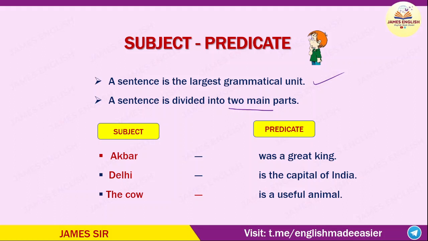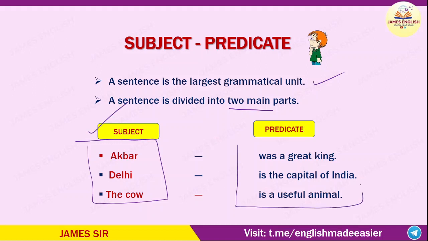Please read the examples. Akbar was a great king. Delhi is the capital of India. The cow is a useful animal. Here, what is the subject? Akbar, Delhi, the cow. These are all known as subject. And without the subject, the rest of the part in a sentence can be called the predicate. So, please tell me, how many parts are there in a sentence? Yes, there are two parts. They are subject and predicate.